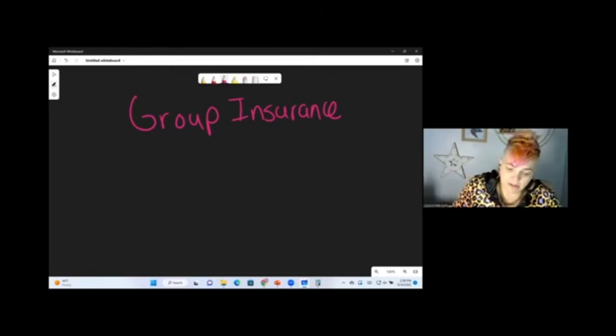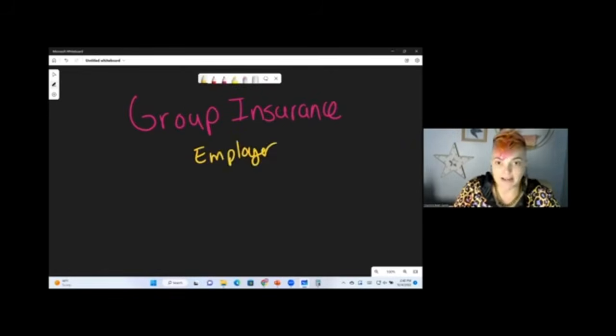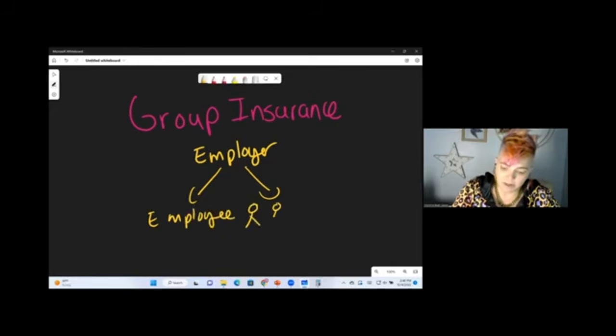All right, now let's talk about some of the key things about group. Generally, group is where an employer, and we're going to use an employer as an example because it just makes it easier. Again, although it could be an association, it doesn't have to be an employer, but most of us are familiar with an employer getting us insurance. The employer is basically getting insurance to cover all of the employees. So they're covering a bunch of people on the plan.